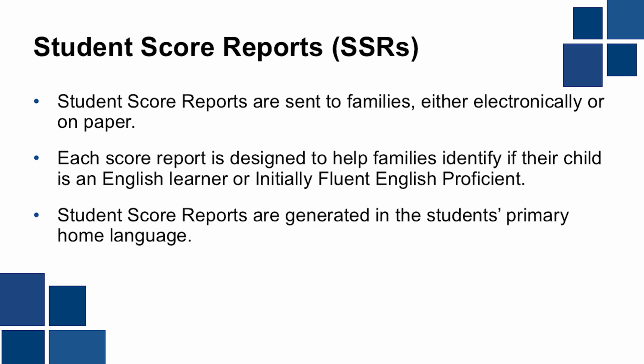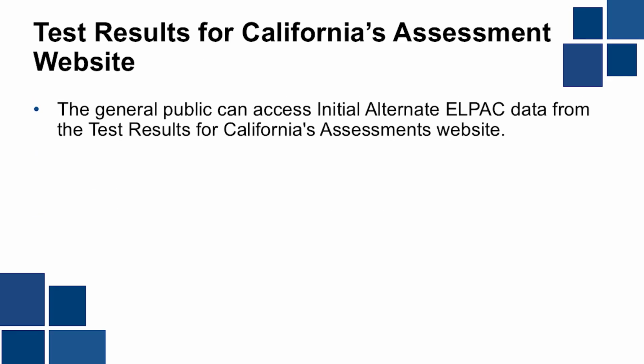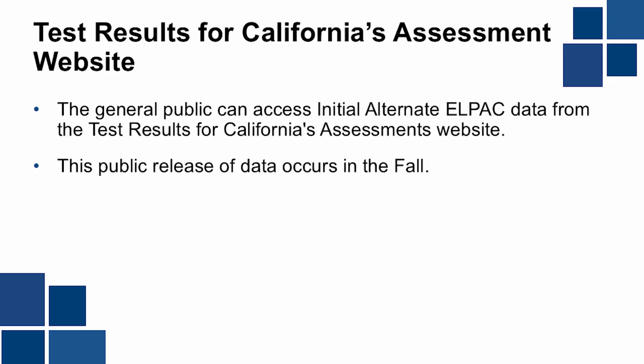Student score reports are generated in the student's primary home language, and LEAs can request additional languages in the Test Operations Management System, or TOMS. The general public can access Initial Alternate ELPAC data from the California Department of Education's Test Results for California's Assessments website. The public release of data occurs in the fall. Since these results are public, they are aggregate results and no specific student scores are available.